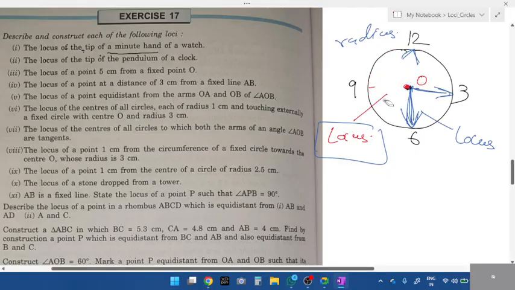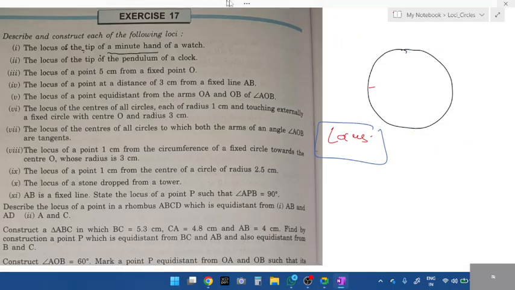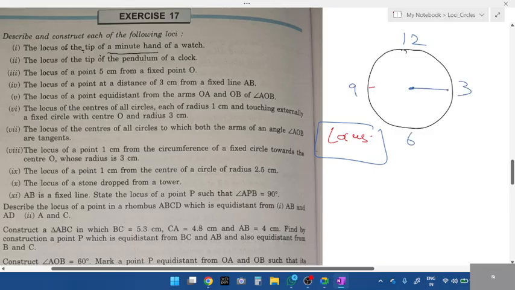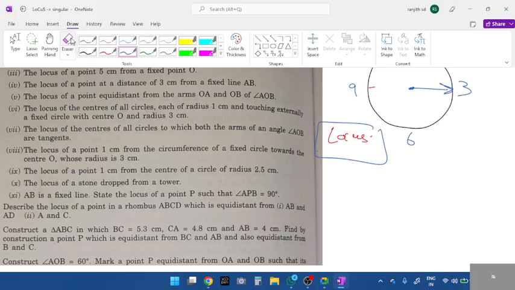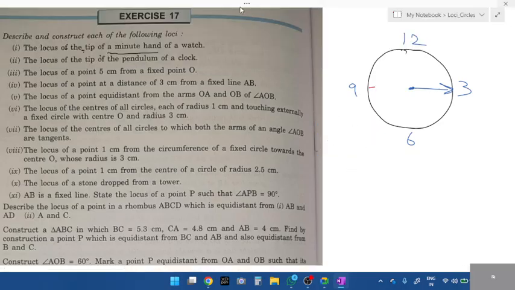Fine. So the answer is just draw a circle and one minute hand. If you want, you can number 1, 2, 3, 4 up to 12 of a watch, or just randomly write 12, 3, 6, 9, and keep a point. Just point towards this. This is the answer. So all these are practical examples of locus.